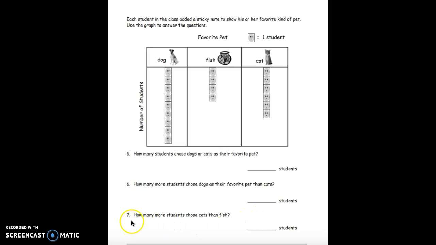Number 7. How many more students chose cats than fish? So you'll need to look at the top. How many more chose cats than fish? We want to find the difference. How many more? Write your answer on the line.